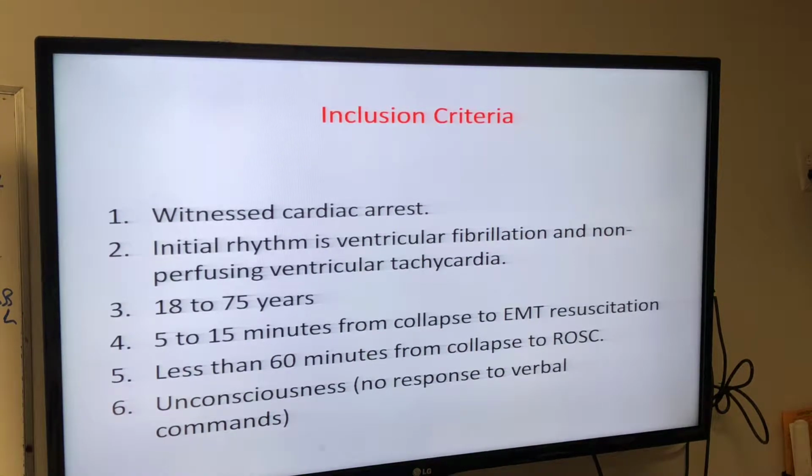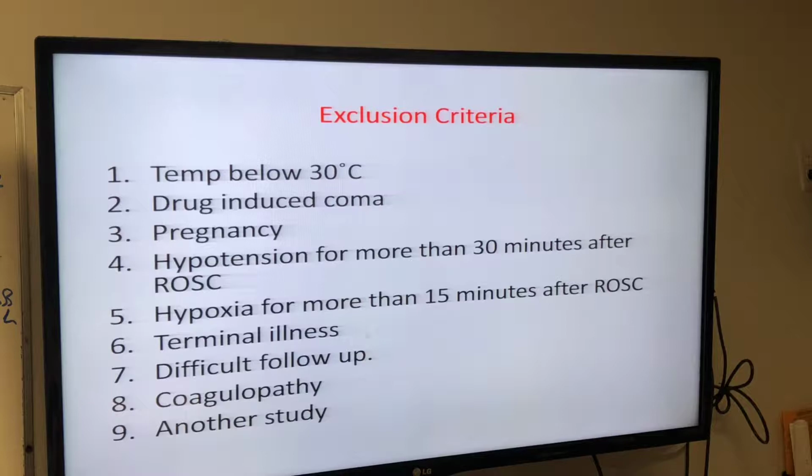So you can see that they are very, very selective. Also excluded if the patient comes already cold, has coma already, pregnancy. They excluded even patients who are hypotensive for more than 30 minutes after ROSC, which is all of them. Right? Excluded hypoxia for more than 15 minutes, terminal illness, coagulopathy, and another study, involved in another study.